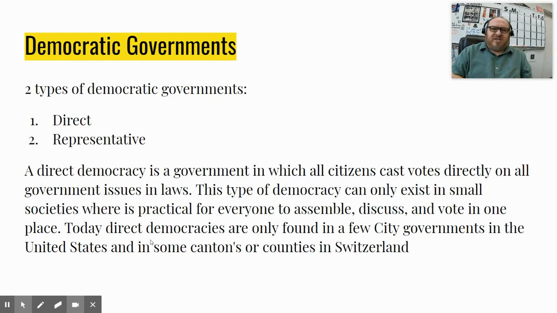A direct democracy is a government in which all citizens cast votes directly on all government issues and laws. That type of democracy can really only exist in small societies where it's practical for everyone to meet together and discuss and vote all in one place. Today, direct democracies do not exist in the world except in a few cities in New England, the northeast of the United States, and a few counties in Switzerland that are super small, where people all live really close together and can get together pretty easily. So that's a direct democracy.